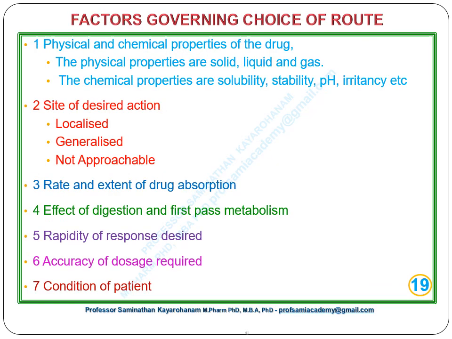Next slide. Factors governing choice of route. 1. Physical and chemical properties of the drug. The physical properties are solid, liquid and gas. The chemical properties are solubility, stability, pH, irritancy, etc. 2. Site of the desired action: localized, generalized, not approachable. 3. Rate and extent of drug absorption. 4. Effective digestion and first-pass metabolism. 5. The rapidity of response desired. 6. Accuracy of dosage required. 7. Condition of patient.